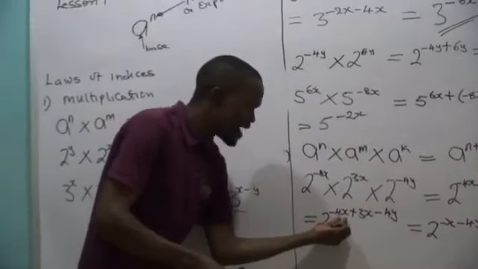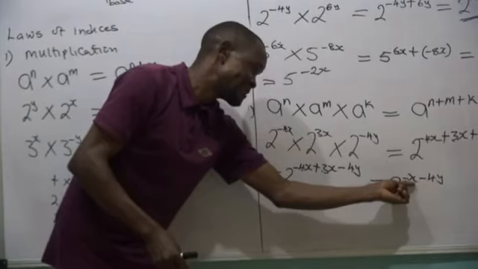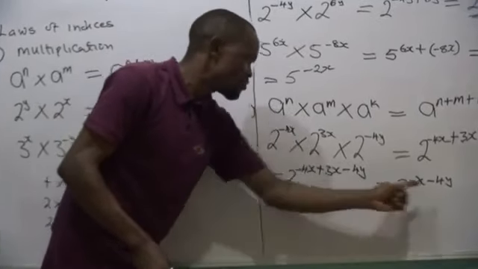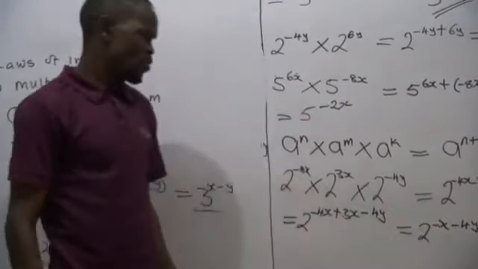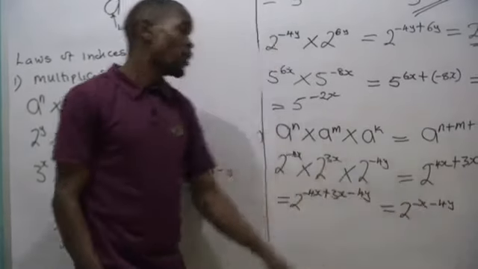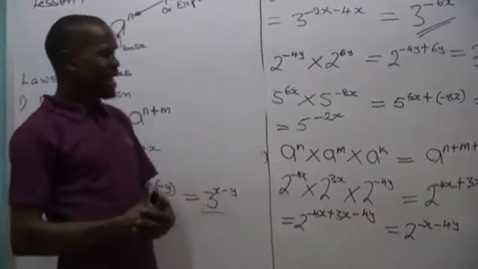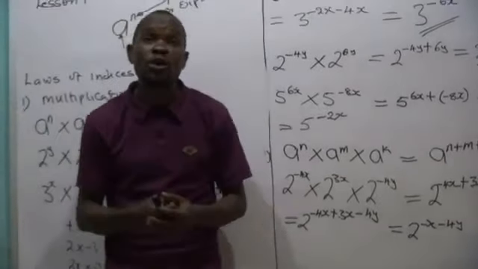How do we get it? I'm owing 4x. I pay 3x. I'm still owing, which shows this minus. I'm still owing an x. Then minus 4y. I can't add this and this. Why? This is rice, this is beans. They are unlike terms. We can't add unlike terms. We can't subtract unlike terms.